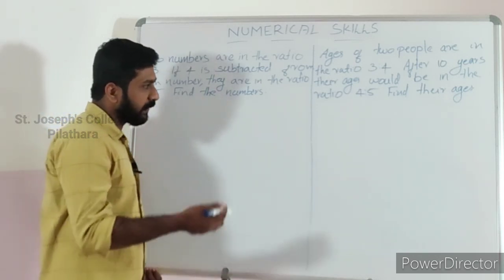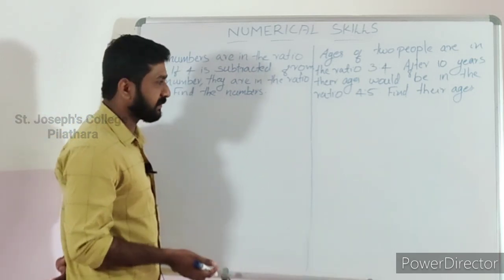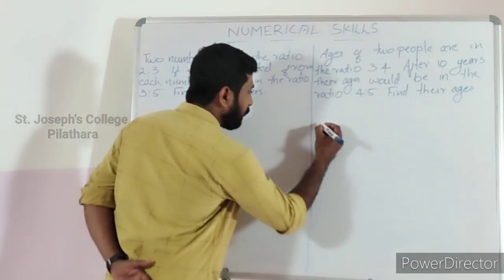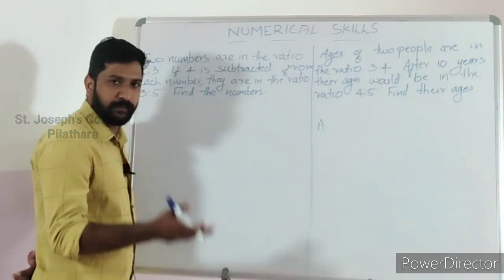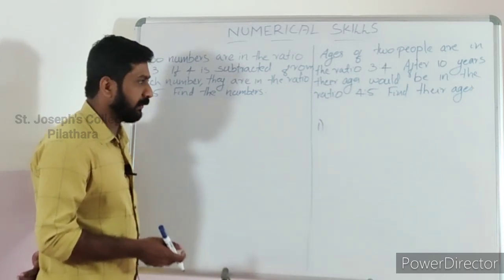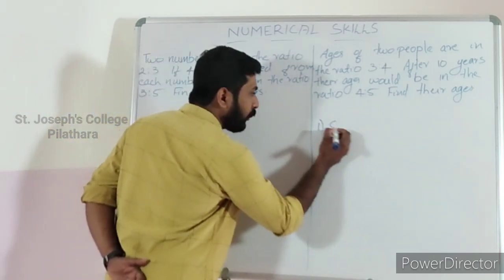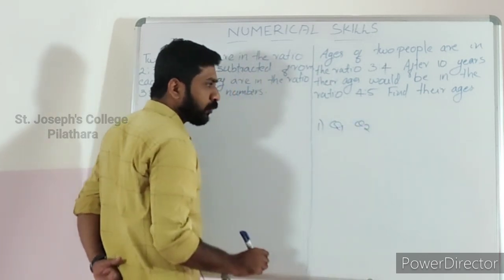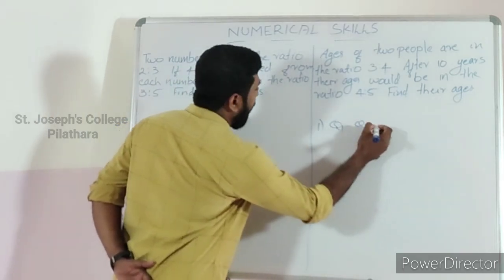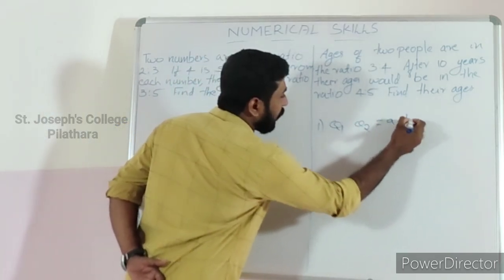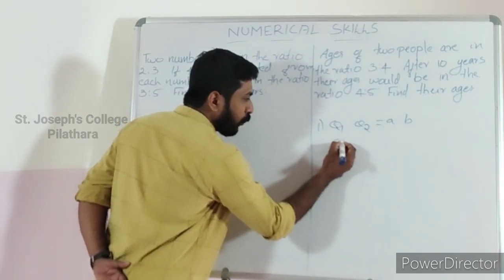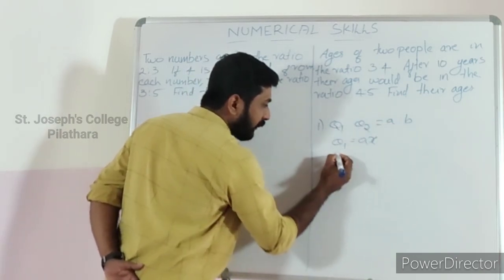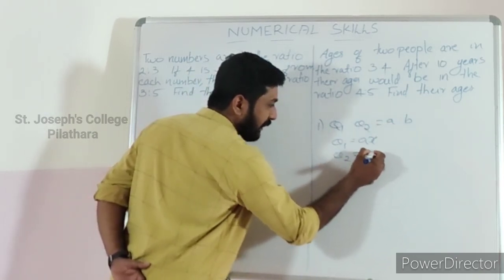To solve this type of problem, you should be aware of 2 properties of ratio. I am sure you are familiar with these properties from your high school classes, but anyway, I will explain them. The first one: if 2 quantities, say Q1 and Q2, are in the ratio A:B, then you can take the first quantity Q1 as AX and the second quantity Q2 as BX.